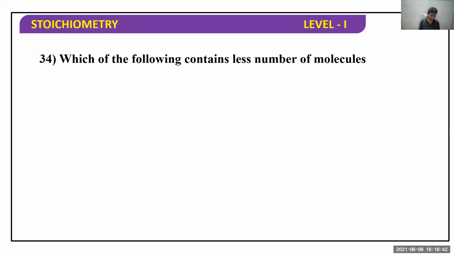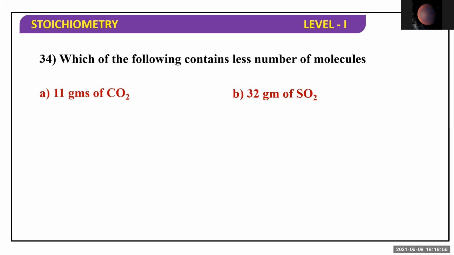Which of the following contains less number of molecules? 11 gram of carbon dioxide, or 32 gram of sulfur dioxide, or 2 gram of dihydrogen, or 40 gram of sulfur trioxide.